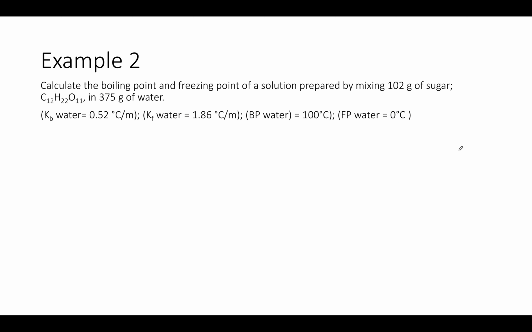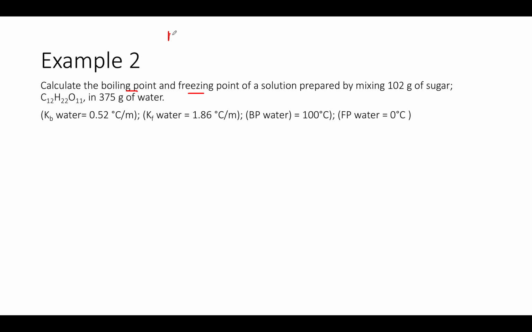All right, calculate the boiling point and freezing point of a solution. Okay, so the freezing point and the boiling point of a solution prepared by mixing 102 grams of table sugar and 375 grams of water. And I give you lots of information here. So this is going to be interesting. I give you the boiling point constant for water, the freezing point constant for water, the boiling point of water, and the freezing point of water.